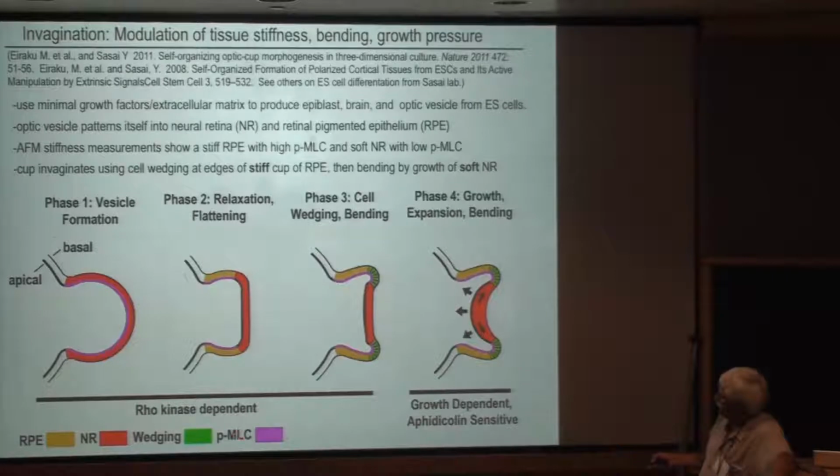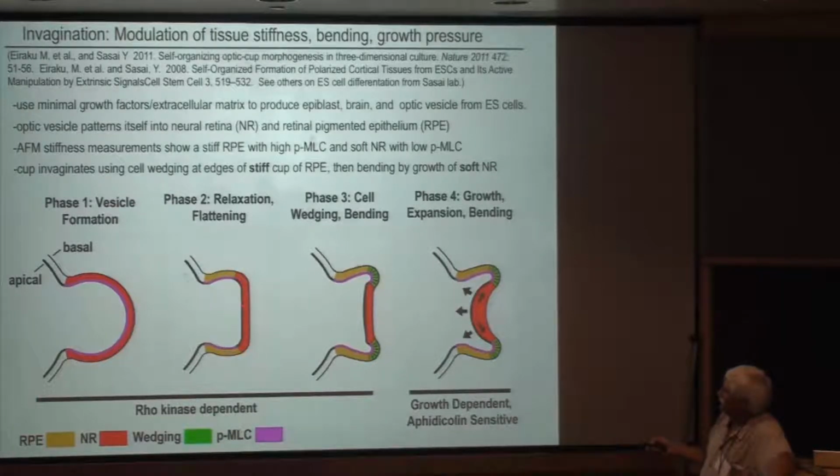What you see here is phosphorylated myosin light chain. And with an AFM, they showed that this cup, any place that this myosin was upregulated, the regulator of the myosin activity, was stiff.